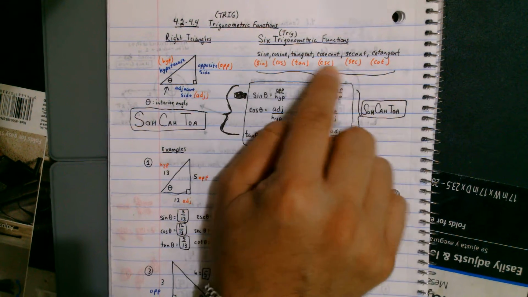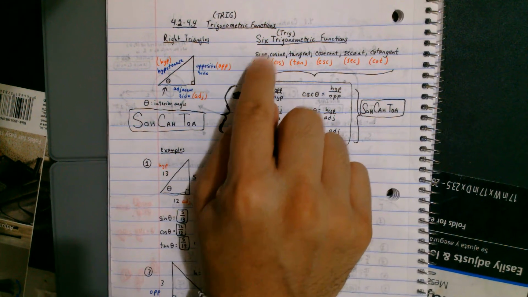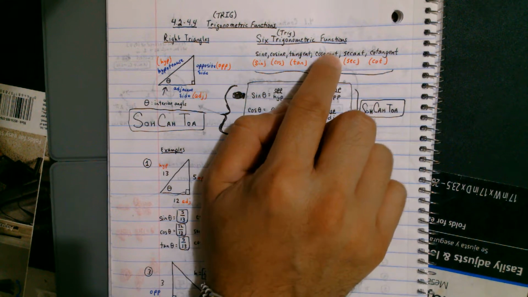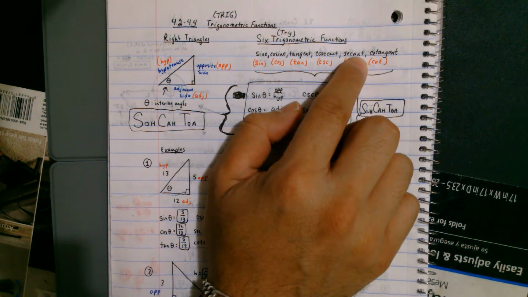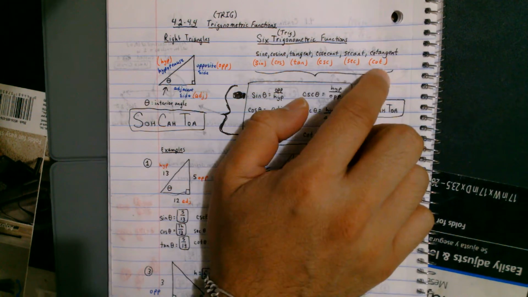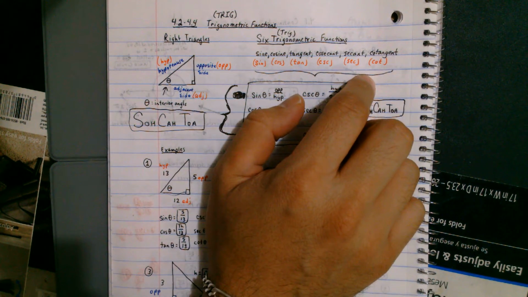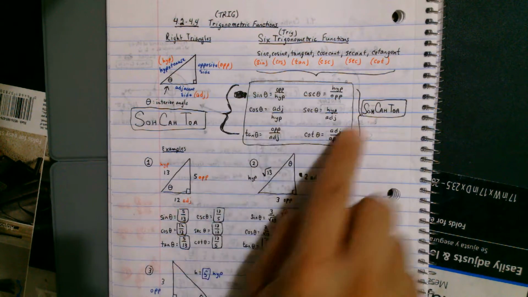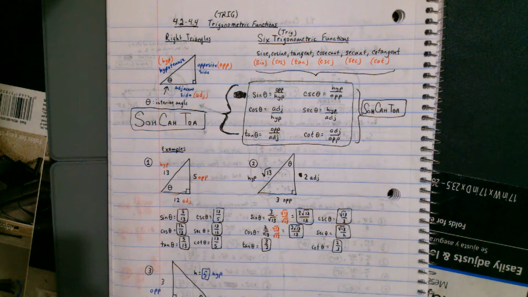The abbreviations here are in red. So sine is SIN, cosine is COS, tangent is TAN, cosecant is CSC, secant is SEC, and cotangent is COT. So this here, get familiar with this. These are the ratios. These are your trig functions.